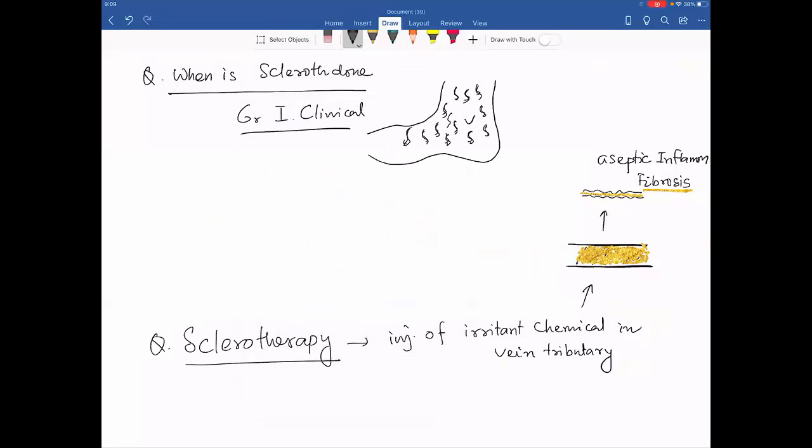Very simple. You can take a 30 gauge needle. 30 gauge is the finest needle that you can have. Looks like an insulin syringe. And with this 30 gauge needle, you can inject a chemical, example being sodium tetradecyl sulfate. Strength is 3%. Or what we do nowadays is foam with the SDS, sodium tetradecyl sulfate, foam.